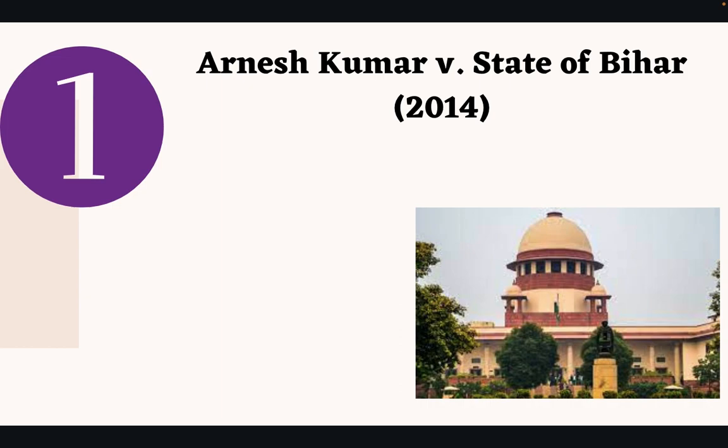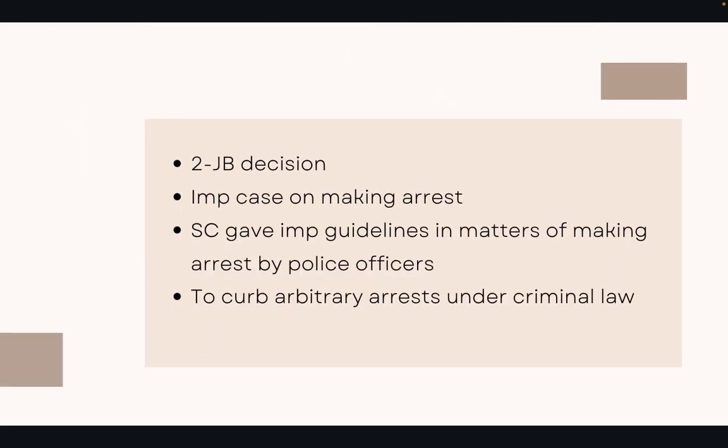So this judgment of Arnesh Kumar versus State of Bihar, which is a 2014 case, is an important case on making arrest. In this two-judge bench decision, the Supreme Court gave very important guidelines in matters of how police officers should make arrest and when they should be making arrest. Now this judgment was very, very relevant because this was intended so that arbitrary arrest under criminal law could be curbed. So this is a very important judgment and you should definitely revise the basics of this.